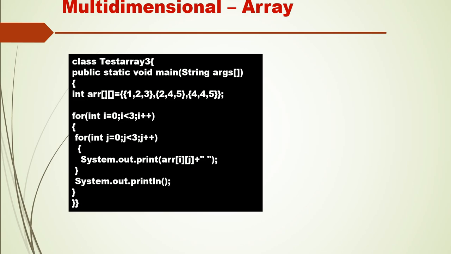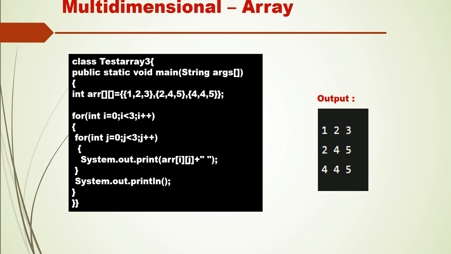So this is the example of a multi-dimensional array, and see the output like this: 1 2 3, 2 4 5, then 4 4 5. This is the example of a multi-dimensional array. Now proceed to the next.